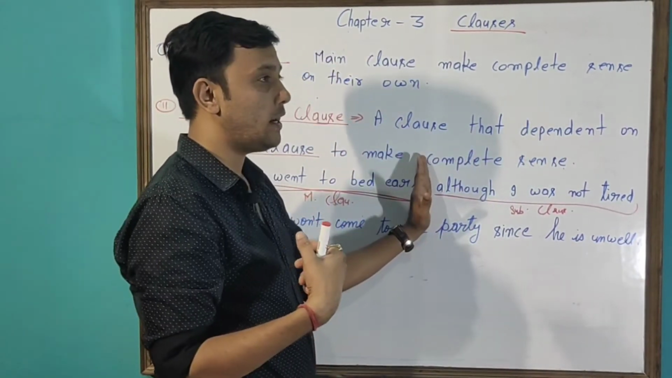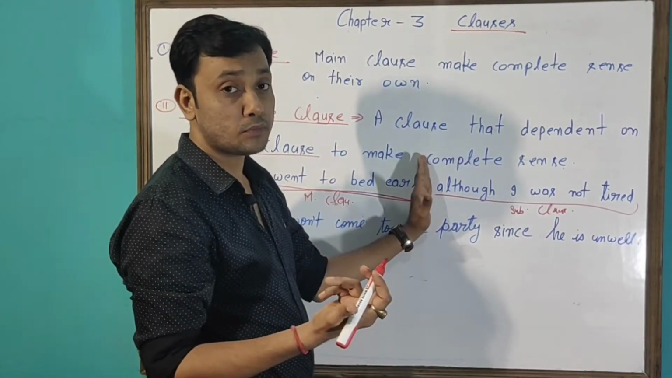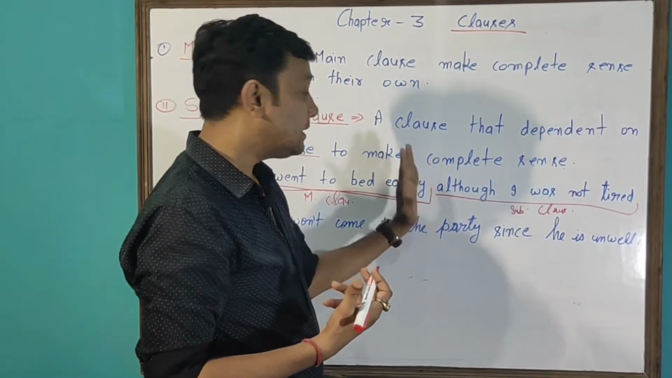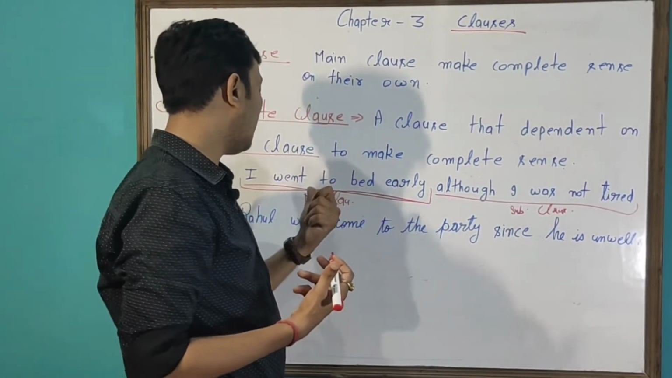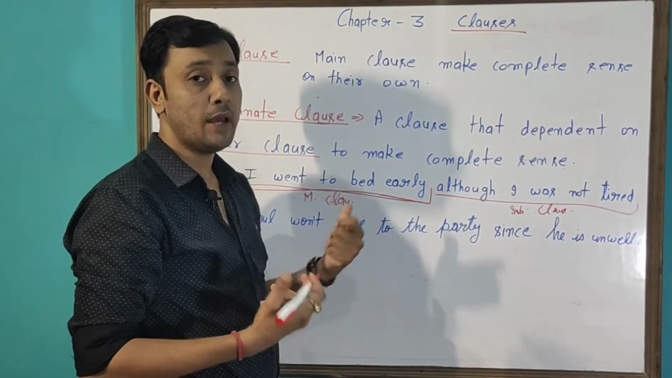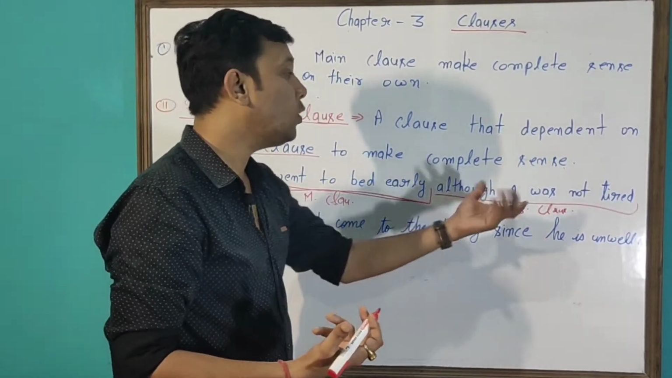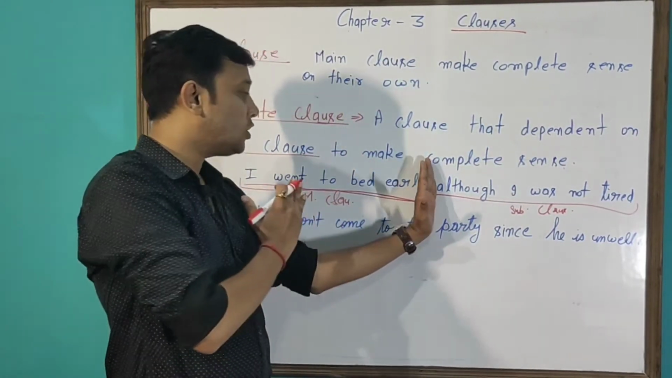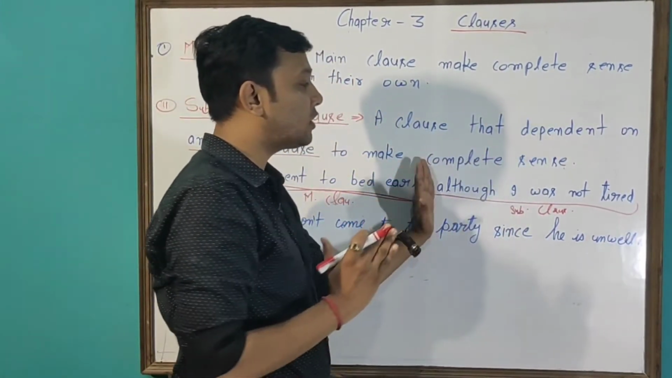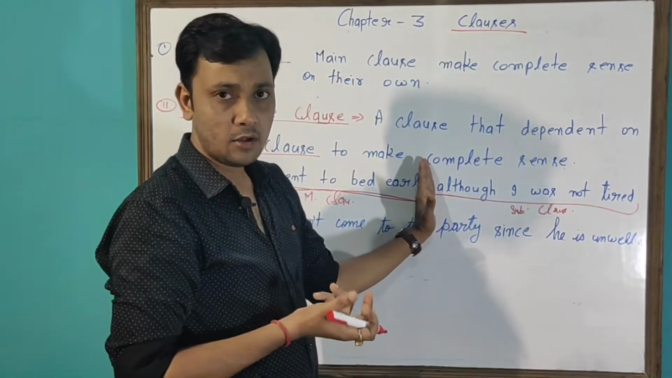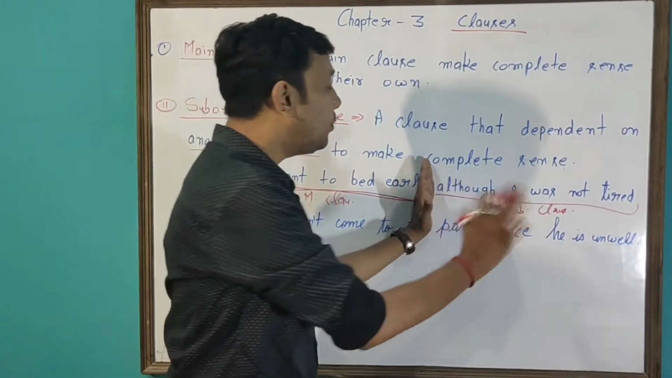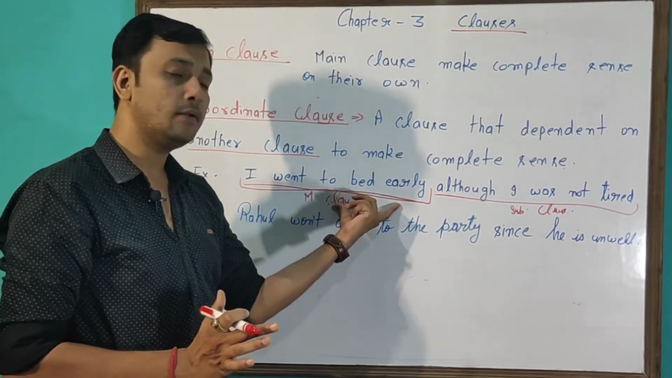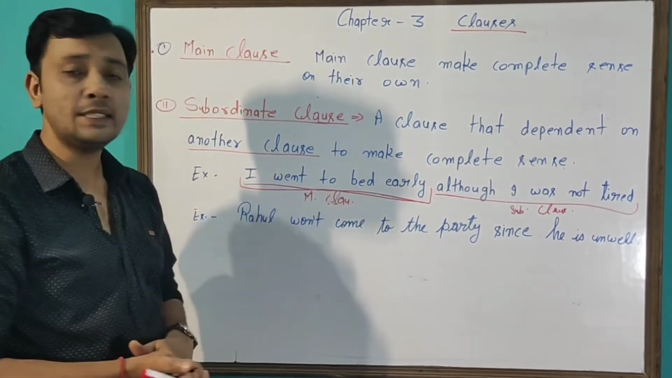"Although I was not tired" means what? What I want to do? "I was not tired" means what? See, I went to bed early. मैं बेड पर जल्दी चला गया, although I was not tired, हालांकि मैं थका हुआ नहीं था. अगर मैं main clause को हटा देता हूँ, although I was not tired, हालांकि मैं थका हुआ नहीं था, तो क्या किया मैंने? Means पूरा सेंस नहीं आ रहा है. In this group of words, I went to bed early. मैं सोने जल्दी चला गया.